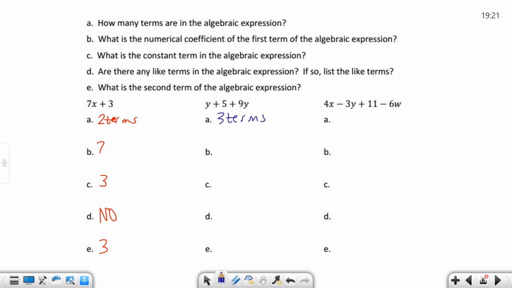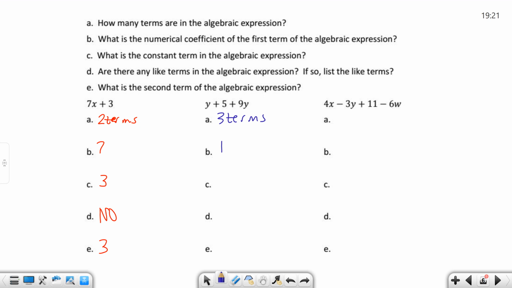Part B says, what is the numerical coefficient of the first term? The first term is simply y. So what number is multiplied by y? Well, if you see a y, there's at least how many there? 1. If it was 0, you wouldn't see a y. So the coefficient there is 1. This is like 1y. We don't write that 1, but it is there. We understand if there's a y there, there's a 1 times it.